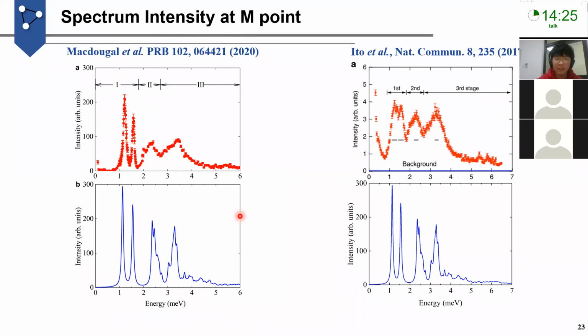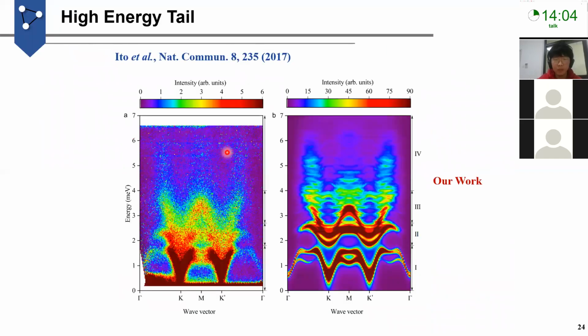Besides, we also calculate the spectrum intensity along the endpoint. It clearly shows that the experimental finding of four peaks can also be reproduced by our simulations, with two sharp magnon peaks and two slightly broader peaks. And finally, for the high energy regions, the experiment finds the spectrum can reach up to 6 milli-electron-volts, and our simulation can also show this. This right side is our simulation.